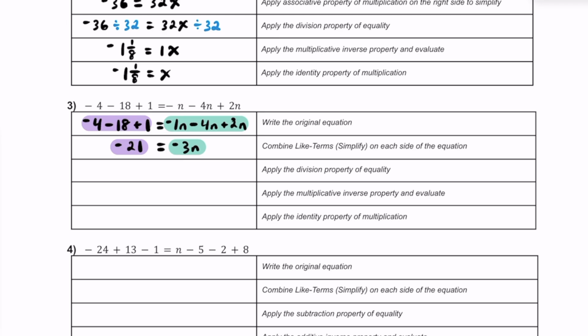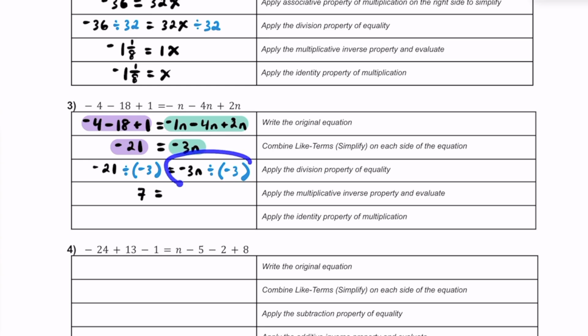Let's go ahead and now apply the division property of equality. Let's take both sides of this equation, and let's divide by the coefficient of n, which is going to be -3. All right, so let's take the -3n over here, and let's also divide this by -3. On the left side, we can just evaluate: a negative divided by negative is a positive, so we're going to get +7.